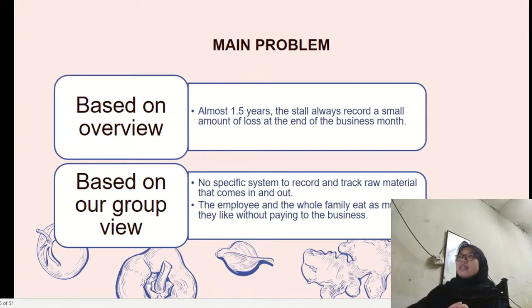And this is the main problem that occurs at this stall, based on overview. For almost 1.5 years, the stall always records a small amount of loss at the end of the business month. Based on our group's view, there is no specific system to record and track raw material coming in and going out. The employees and the whole family eat as much as they can without paying to the business.